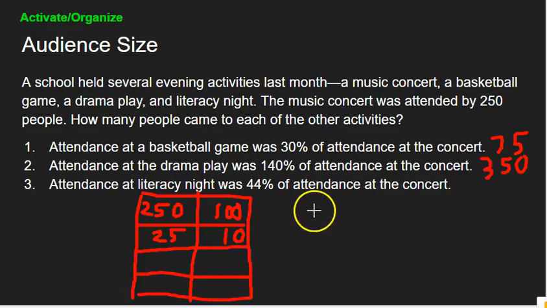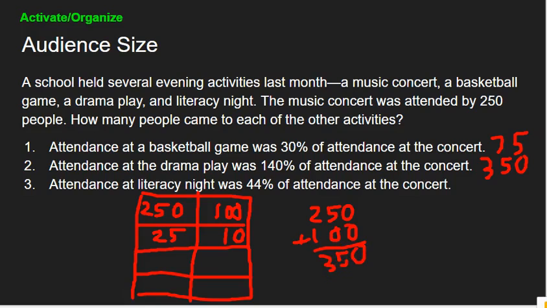Again, how did I do that? Well, I had 250 for the 100%, and then I needed 40% more, so 4 times 10 gets 40%, so 4 times 25 gets me the 100, and that gets me my 350.